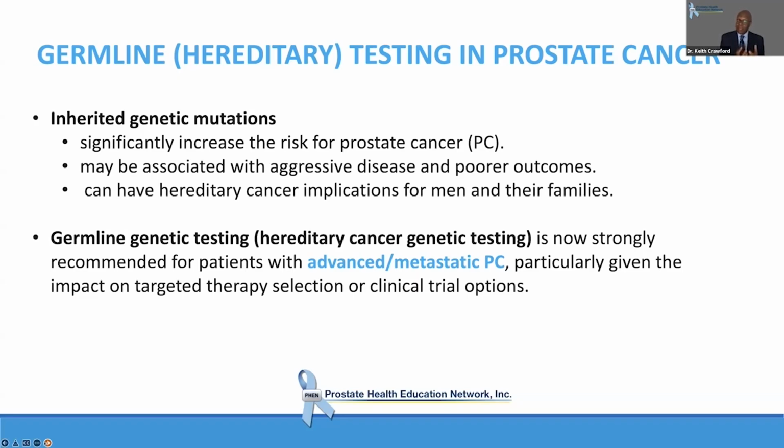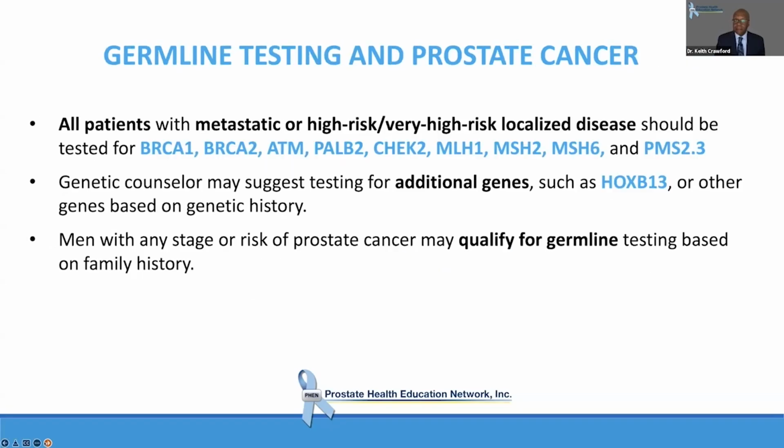Germline genetic testing. Again, I repeat it. Germline, you're thinking genes, you're thinking of something that's passed on to your children from a parent. And it is now strongly recommended that patients with advanced metastatic prostate cancer, particularly given the impact on targeted therapies or clinical trial options, should think about genetic testing. Now, all patients with metastatic or high risk or very high risk localized disease should be tested for genes.